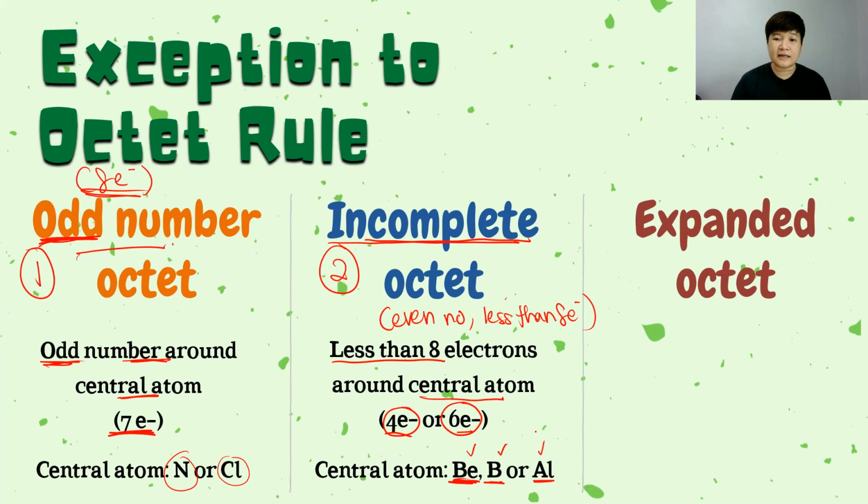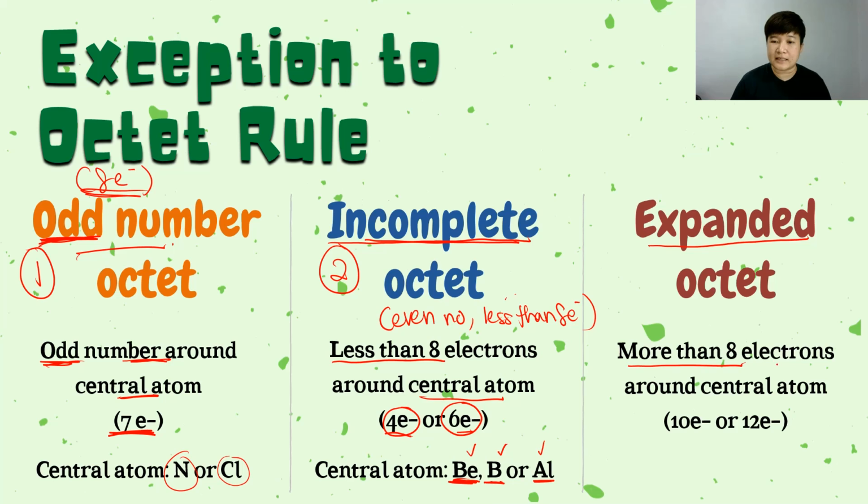Okay? Next and last but not least, we have our expanded octet. Expanded octet means more than an octet, so you have more than 8 electrons around the central atom. When I say more than 8 electrons around the central atom, it could be 10, it could be 12, and normally it will only be an even number. Okay? So 10 or 12, like just now, your silicon having 12 electrons. So your SiF6 in your previous example is actually an expanded octet because your silicon is holding 12 electrons around it.